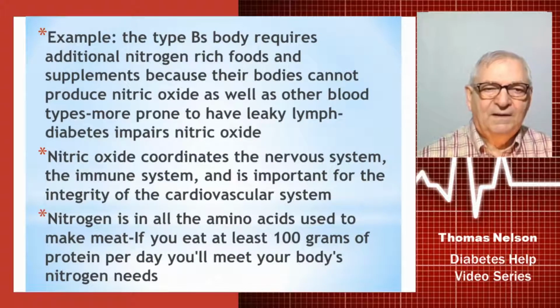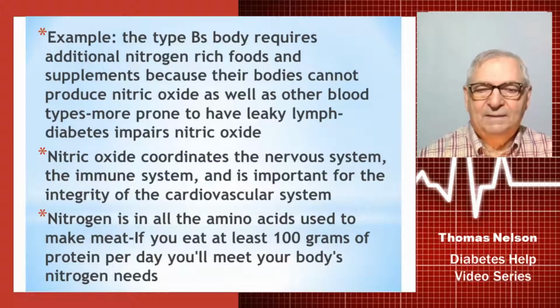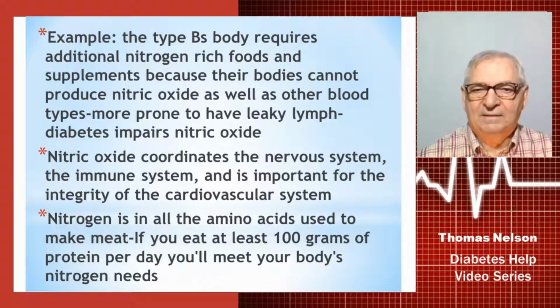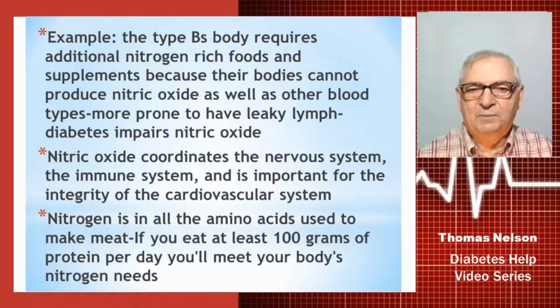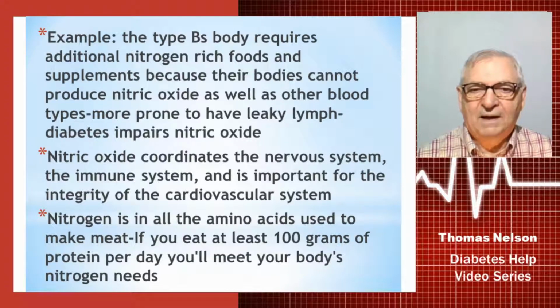So let's give an example. The type B's body requires additional nitrogen-rich foods, in other words, foods that are rich in nitrogen, and supplements in addition, because their bodies do not produce nitric oxide as efficiently as other blood types. And so they're going to be more prone to leaky lymph. Diabetes is going to be a major cause of the type O's having an impaired nitric oxide level. You need to understand that nitric oxide is produced in the bloodstream, and nitric oxide plays a major role in maintaining the health and integrity of your vessels, not just your blood vessels, but your lymph vessels as well. If you're not producing enough nitric oxide, that integrity is going to be lost, and so you will be prone to issues not only in your blood vessels, but your lymph system as well.